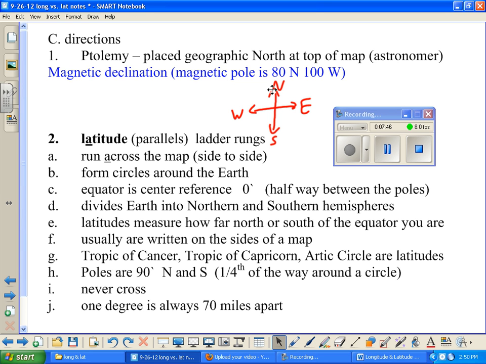And on a map, for some reason, that's called the direction rose. The direction rose. You learned the other day that north has two meanings now.